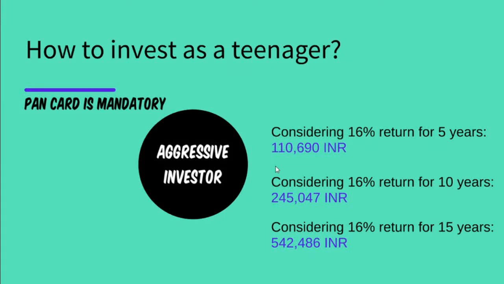In the previous two videos, we discussed how a conservative investor and a moderate investor should invest their money. In this video, we are going to understand how an aggressive teenage investor should invest his 50,000 Indian rupees and how he should allocate his portfolio. So without any further ado, let's get started.